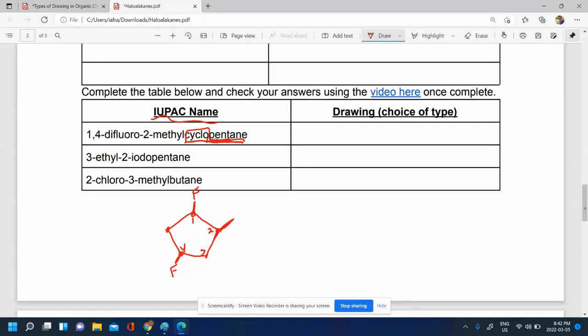Let's try the next one. So we have 3-ethyl-2-iodopentane. I will do an expanded diagram for that one. So pentane, again, meaning we have 5 carbons. And ane means we have only single bonds in the main chain. On carbon number 2, doesn't really matter which side we start from, we have an iodine, so I'll make this carbon number 1. This will be carbon number 2. And then on carbon number 3, we have an ethyl.